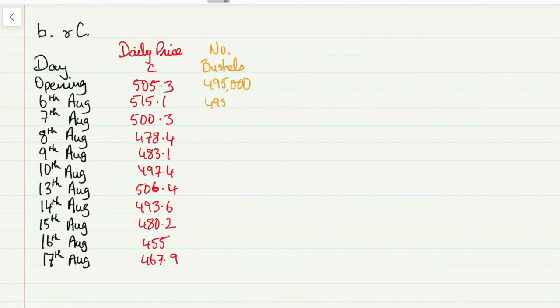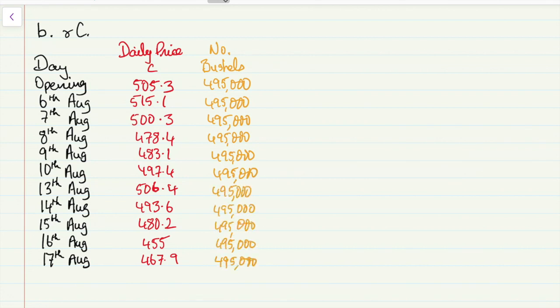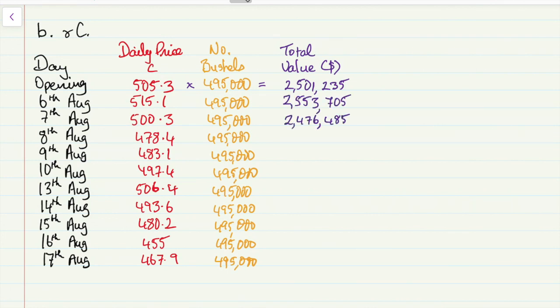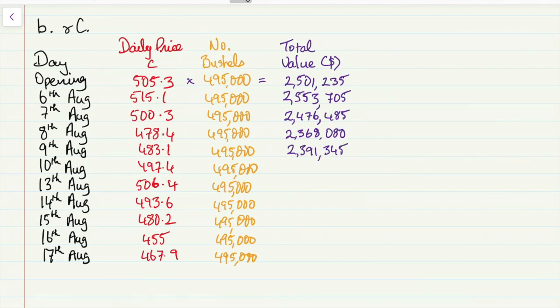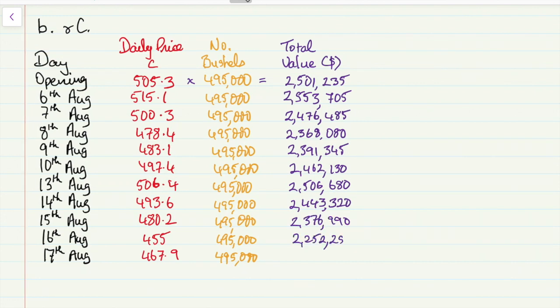So the number of bushels then, we've already worked out, is 495,000. And so again, from a setup point of view, we're putting each of those in. We're now going to multiply the daily price by the number of bushels to give us the total value of the contracts that we have. And so we'll do that for each day. And you'll see that the value moves around. Sometimes it's up, sometimes it's down. And over the period that we're looking at, we're going to see quite a bit of movement actually from day to day, and sometimes in absolute terms it can be over $100,000. I think the most is about 130.